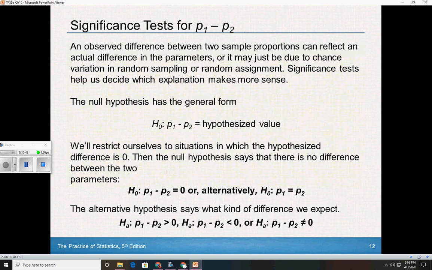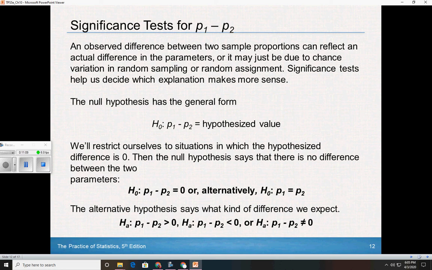Now what if I wanted to do a significance test? The observed difference between two sample proportions can reflect an actual difference, or it might just be due to chance variation. Significance tests help us figure out which explanation makes more sense. Just because counselor 1 and counselor 2 got different answers, it doesn't mean the truth is different. It might have just been luck.